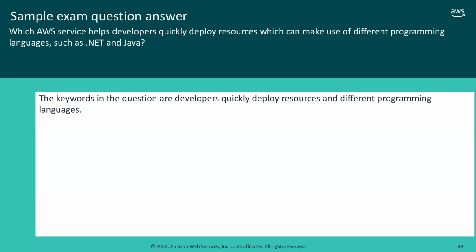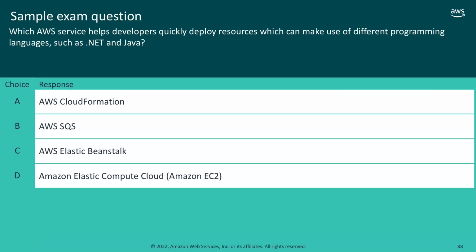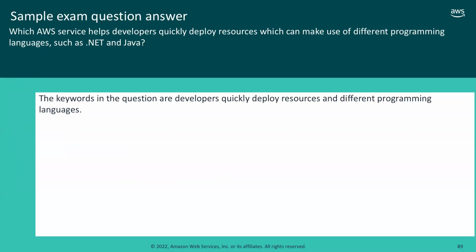But this statement is also true for AWS Lambda, isn't it? The keywords in the question are developers quickly deploy resources and different programming languages, and that would mean AWS Elastic Beanstalk, where we write our code and deploy, and everything is managed by this self-managed service called AWS Elastic Beanstalk.